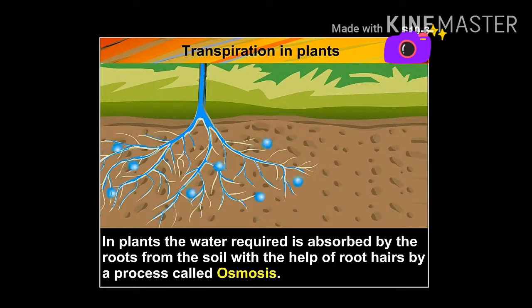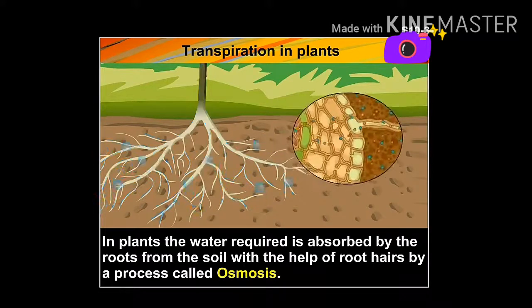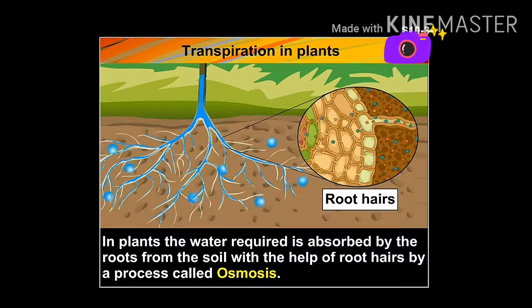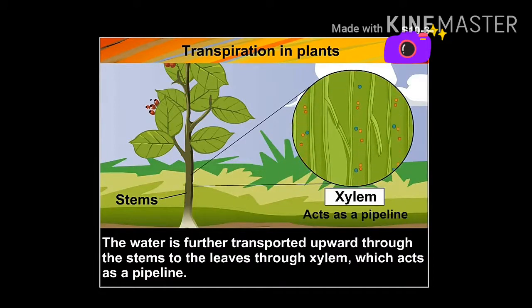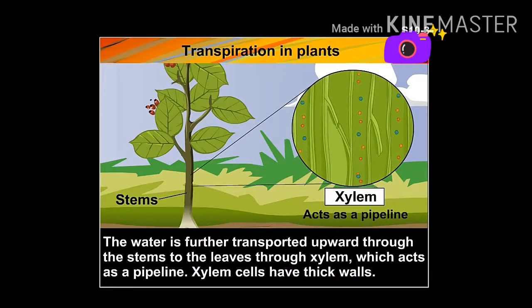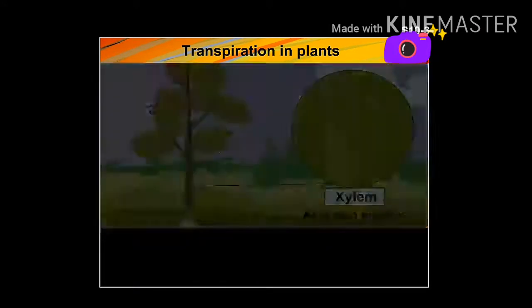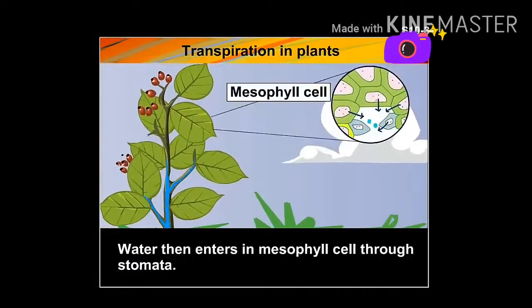In plants, the water required is absorbed by the roots from the soil with the help of root hairs by the process called osmosis. The water is further transported upward through the stems to the leaves through xylem, which acts as a pipeline. Xylem cells have thick walls. Water then enters the mesophyll cells through stomata.